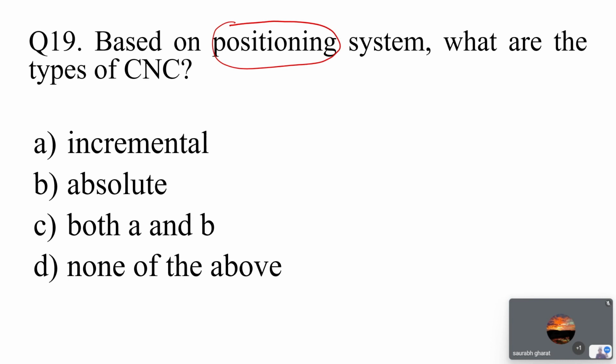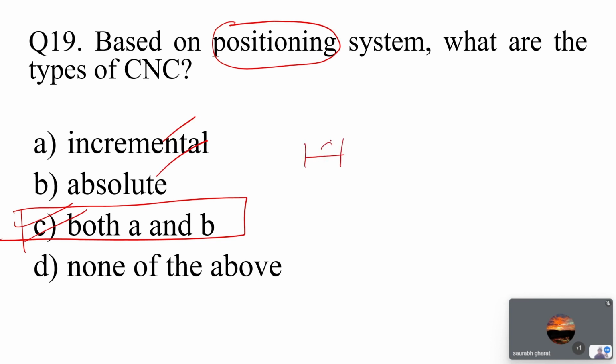Okay, so based on position, incremental and absolute. Both we are using, so both A and B will be the correct answer. We are using incremental position also. Incremental means it is shown like this, A and this will be B. And absolute will be completely like B, and this will be your A plus.